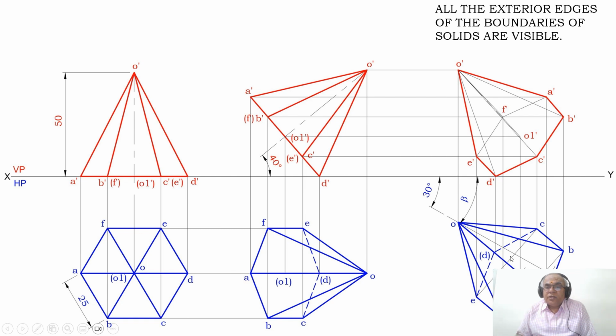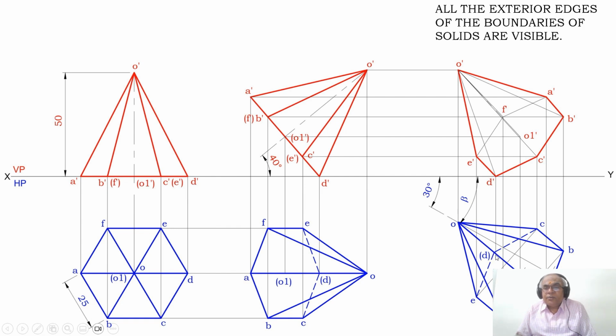Similarly, you draw a vertical projector from O1 and draw a horizontal projector from O1 dash. Both these two lines will intersect at this point. You mark that point as O1 dash. Similarly, draw a vertical projector from C and also from E to the third position front view, and draw a horizontal projector from the second position front view, that is C dash and E dash. Both these two lines will intersect at this point and also at this point. You mark those points as C dash and E dash.